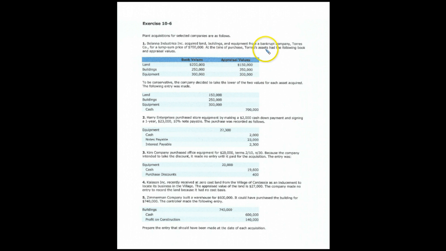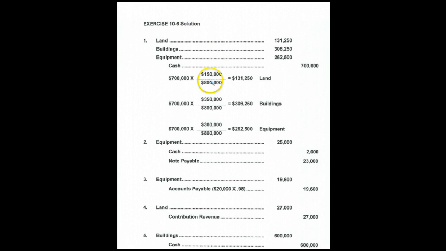So on the first one, we have buying 3 assets, land, building, and equipment, and they're paying $700,000 for it. But what they did is they said, okay, we're going to take these values, like for building, $250,000, which is the book value that this company had, and capitalize it at that. And then they plugged the difference to the land account. Well, I hope you recognize that's not the appropriate way to have done this. The appropriate way would have been to allocate based on appraisal values. So let's go take a peek at what that would look like.